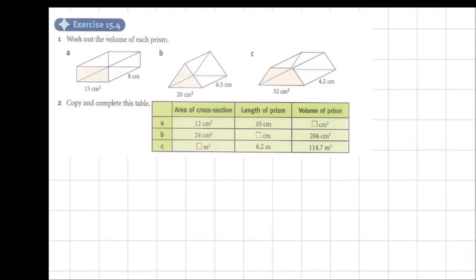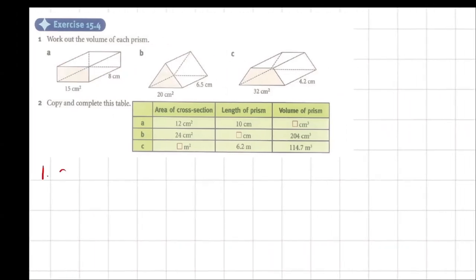So all you need to do is just take 15 square centimeters, because the area has been calculated for you, and multiply it by 8. The answer will be 120 cubic centimeters.